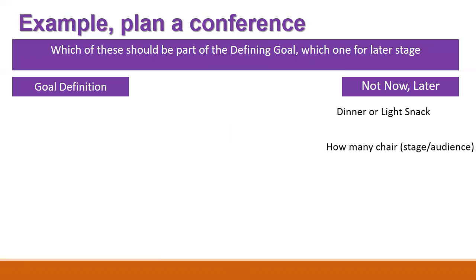I'm thinking that later. It depends on how many people you're going to have, right? It depends on where you're going to be. So those other things have to be decided first. Topic of the conference. That's goal definition. I mean, this is the big one, right? This one we have to decide before anything else we look at. That's the big one. Seat chart for the guest speakers.